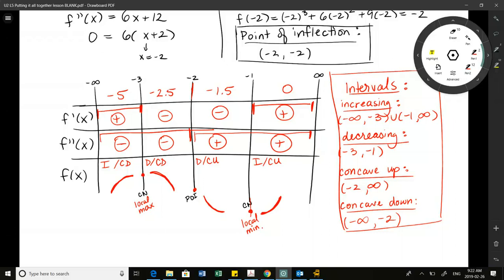Olivia. So we exclude them from the first derivative, the critical numbers? Yes, and exclude the points of inflection from concave up, concave down. Yep. Okay, can we sketch? Yeah. Okay.